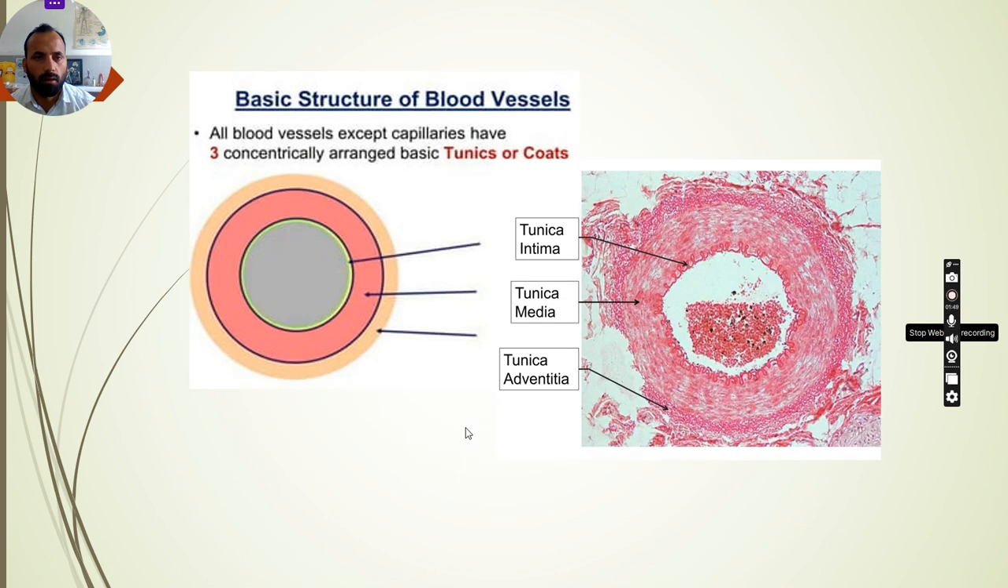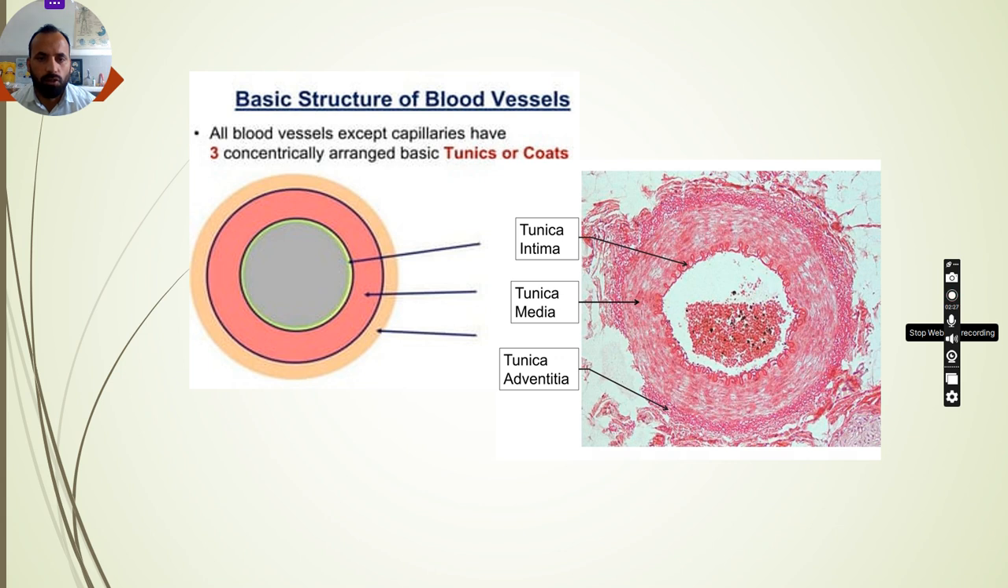The basic structure of any blood vessel, be it artery or vein, has three layers, which we call tunics or coats. The first is the tunica intima, the innermost lining of any blood vessel in the body. Then the tunica media is the middle one, and the tunica adventitia is the outer one. The difference between arteries, veins, venules, capillaries, or any type of vessel in the body lies in these layers.